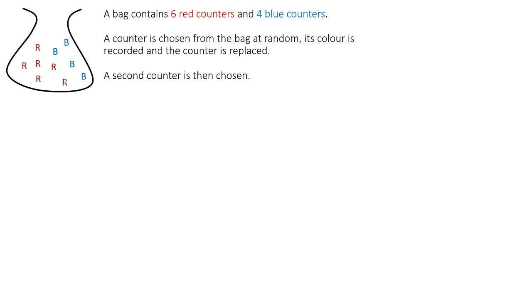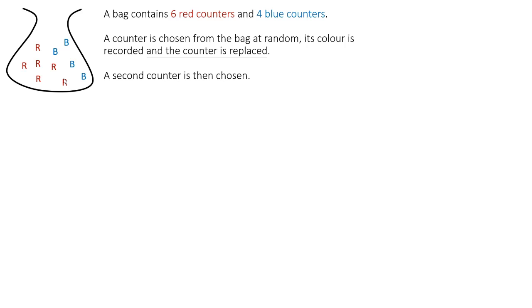First thing we're going to notice in this question, the single most important piece of information in this question, and that is this: the counter is replaced. That means that we are dealing with the same number of counters on the first pick and the same number of counters on the second pick. The number of counters and the counters that are in the bag do not change between the 2 picks. Sometimes they might. In this particular question, they don't.